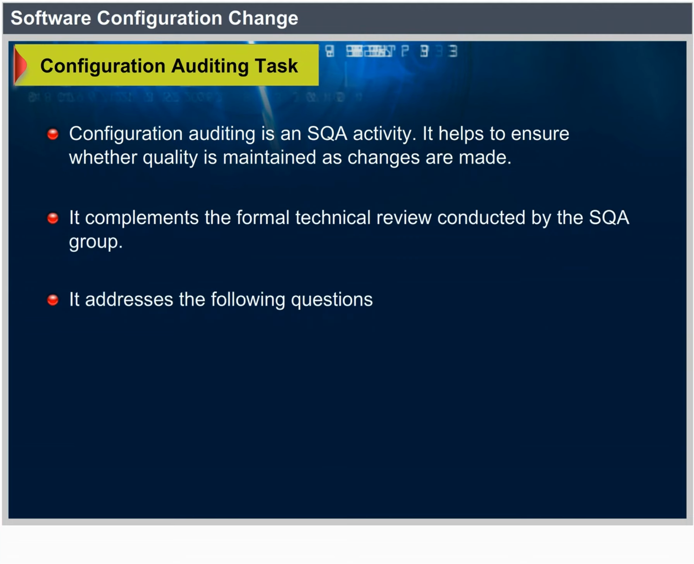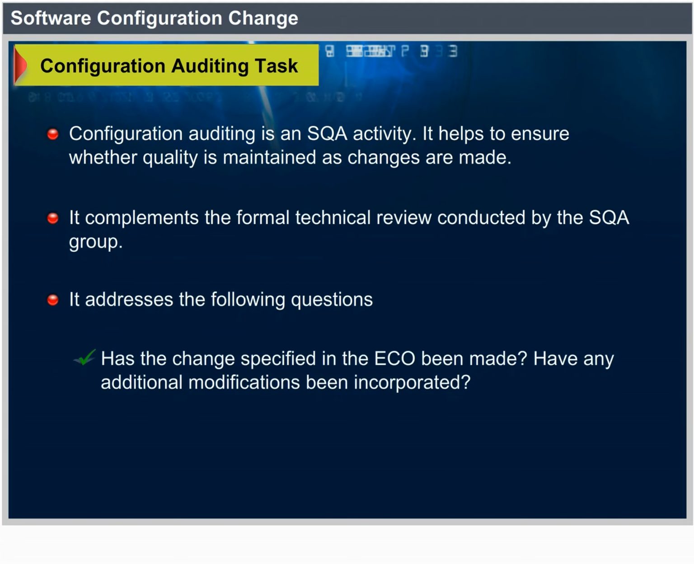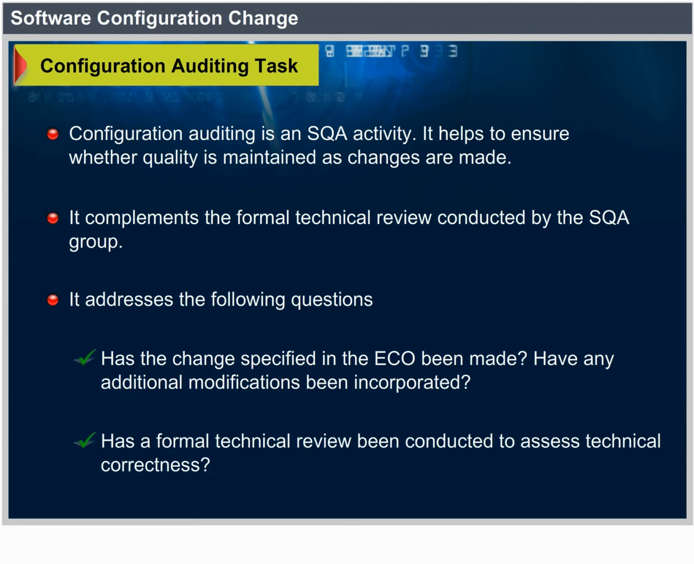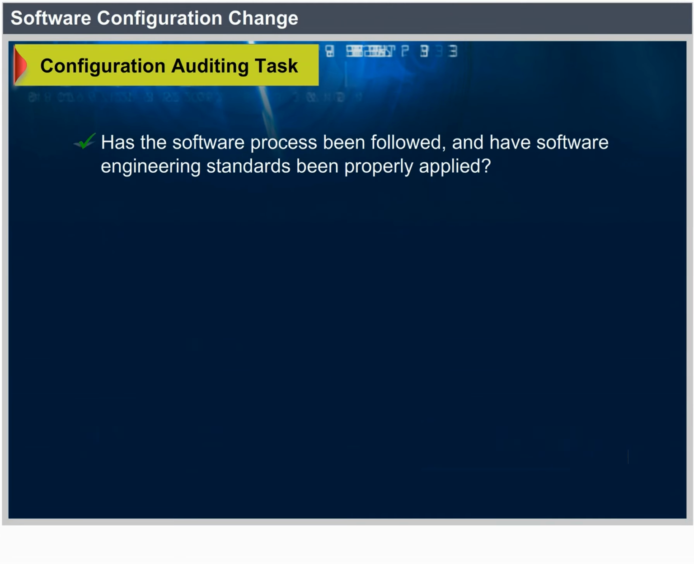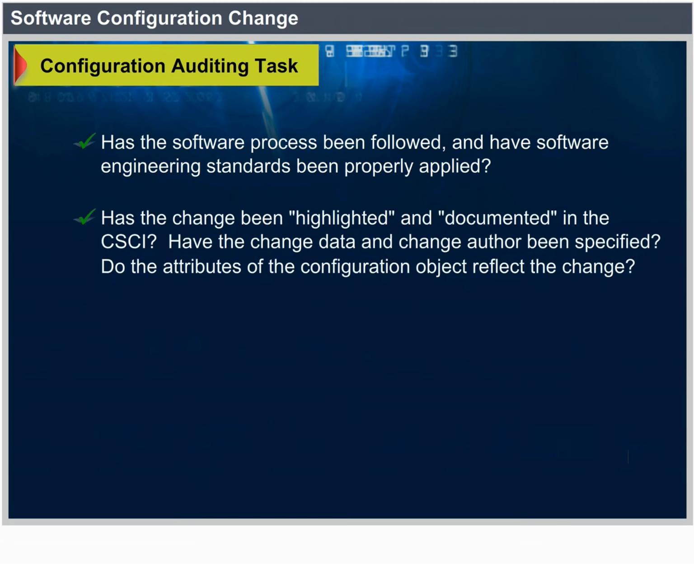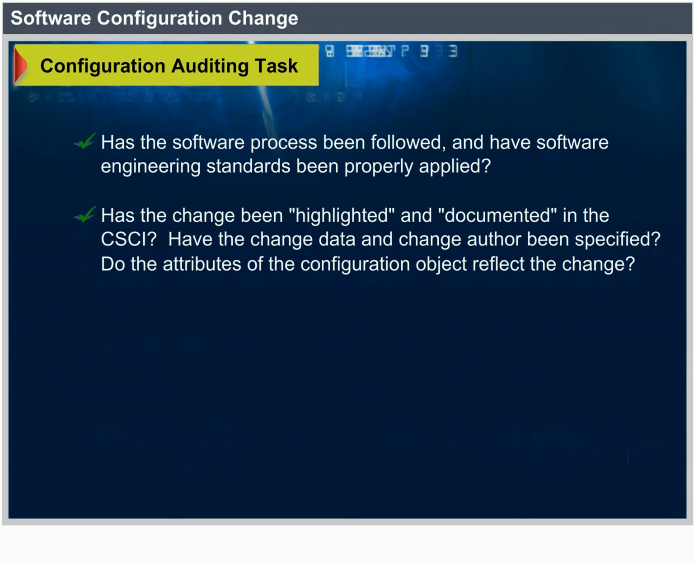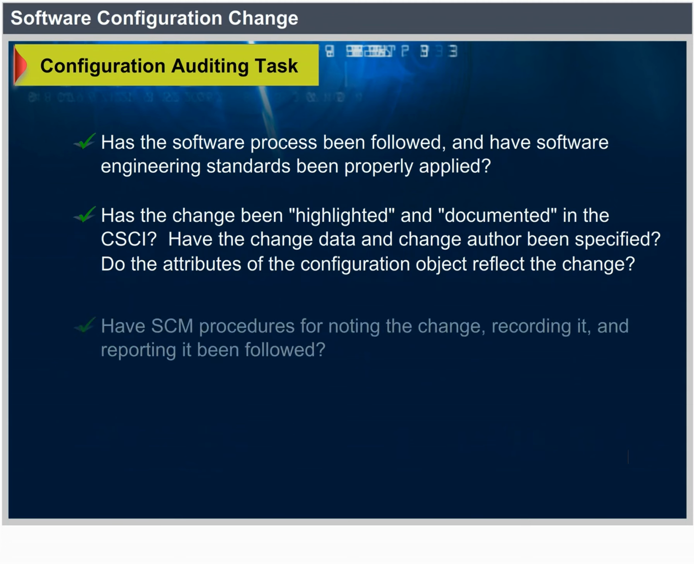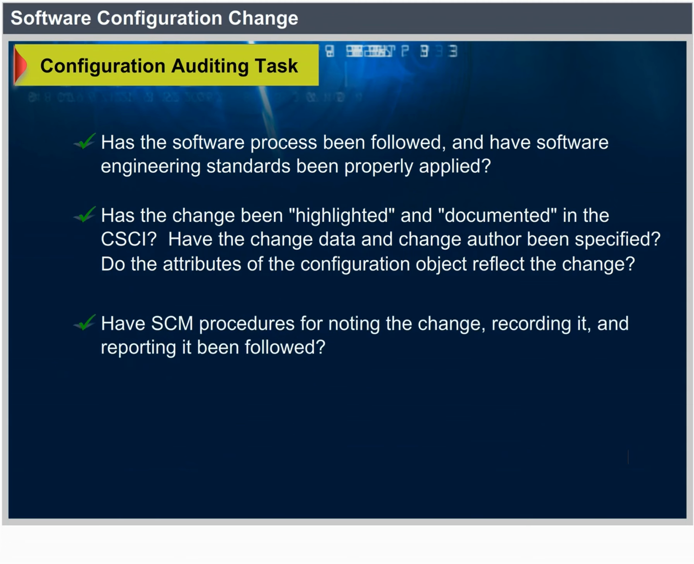Has the change specified in the ECO been made? Have any additional modifications been incorporated? Has a formal technical review been conducted to assess technical correctness? Has the software process been followed, and have software engineering standards been properly applied? Has the change been highlighted and documented in the CSCI? Have the change date and change author been specified? Do the attributes of the configuration object reflect the change? Have SCM procedures for noting the change, recording it, and reporting it been followed? Have all related CSCIs been properly updated?